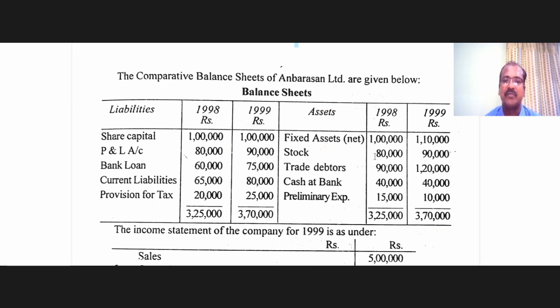Go through the asset side. Fixed assets, net value is given 1 lakh, 1,10,000. Stock, trade debtor, cash at bank. These three are current assets. Preliminary expenses opening 15,000, closing 10,000 given. Therefore, you find a decrease of 5,000 rupees in the preliminary expenses, which is nothing but preliminary expenses written off during the year. It would have been considered in the profit and loss account.